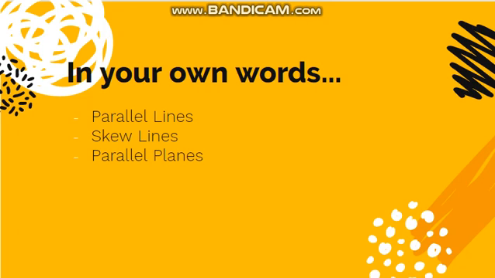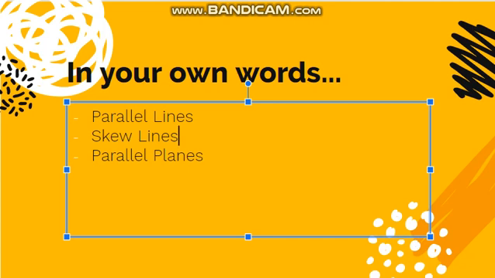So I would say that parallel lines are lines that never intersect. Skew lines are lines that are not coplanar, not parallel, and don't intersect. And parallel planes are planes that never intersect. Those are my own words. So if you want to use those to create your own words, that's fine.